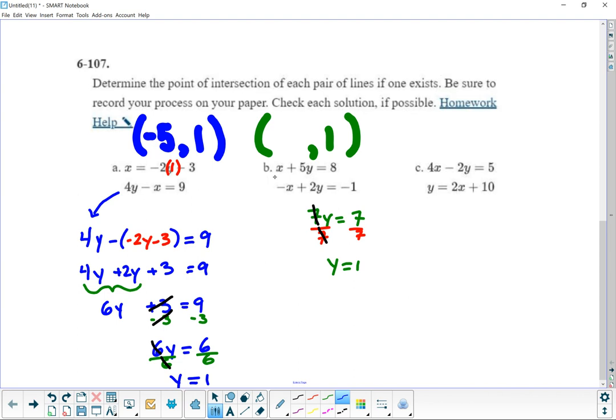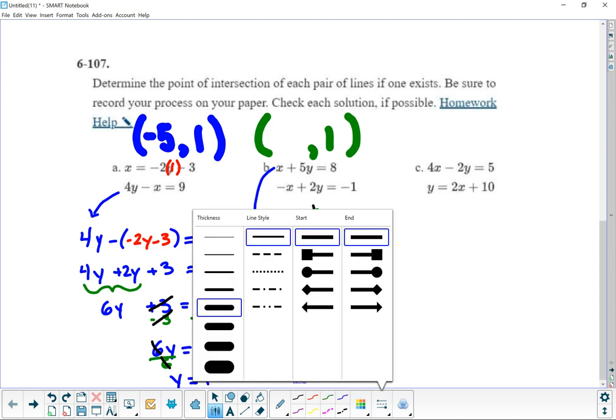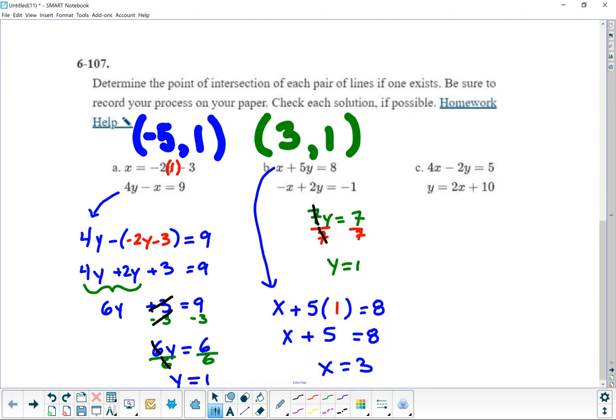So the top equation, I'm going to use that. So this is going to be x plus 5, and then instead of y, I'm going to put in 1. That's going to equal 8. So we have x plus 5 equals 8. And you can see that you don't even need to solve it. You know that your x has to be 3 because 3 plus 5 would make 8. So we know that x would equal 3. All right, and your final answer, 3 comma 1.